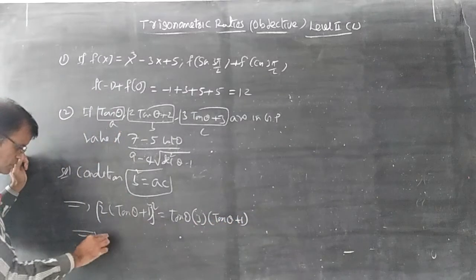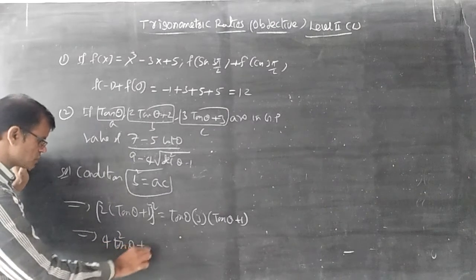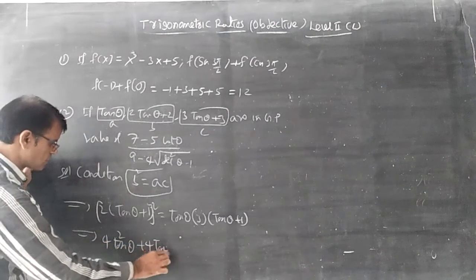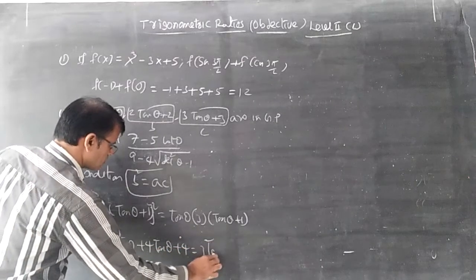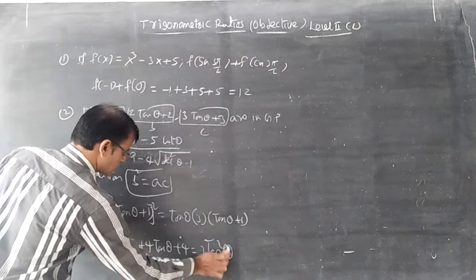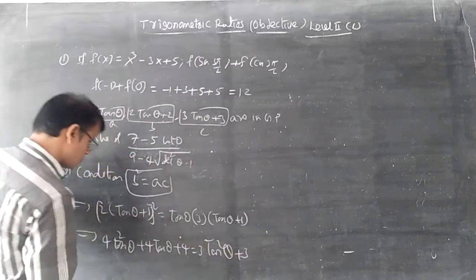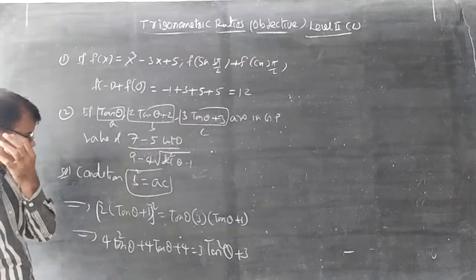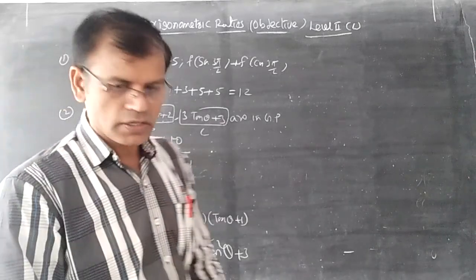That implies 4 tan square theta plus 4 tan theta plus 4 is equal to 3 tan square theta plus 3. Better to take tan theta common only, then 3 into tan theta plus 1, okay.